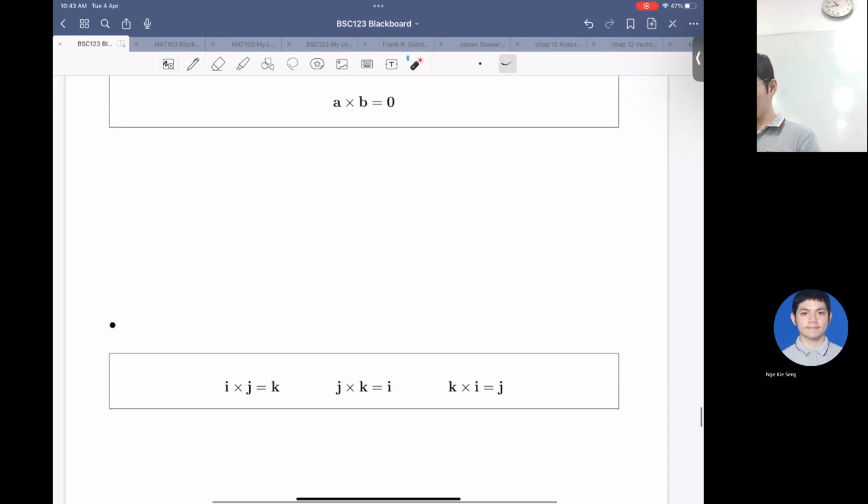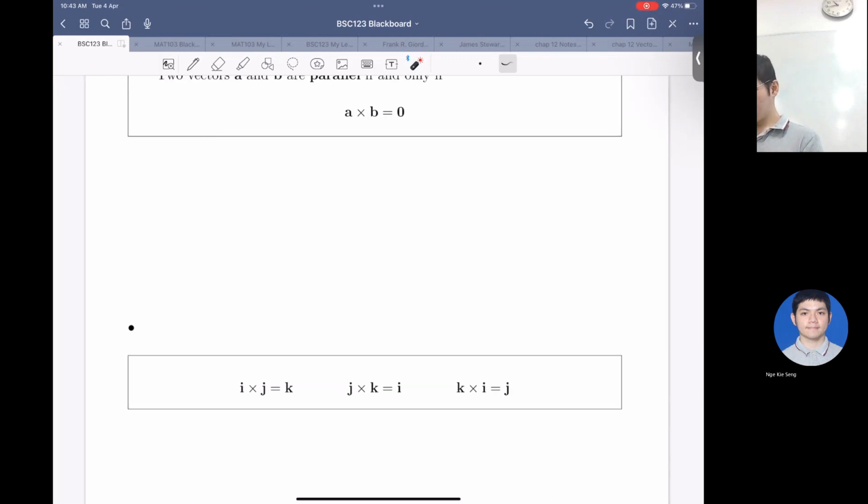And then you can compute this: I cross J is K, J cross K is I, K cross I is J. Okay. You also can think of this as the right hand rule. So I cross J, you get the Z axis, and then Y axis cross with the Z axis, you get X axis, and so on. Okay.